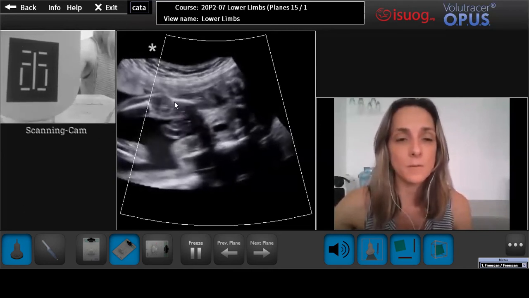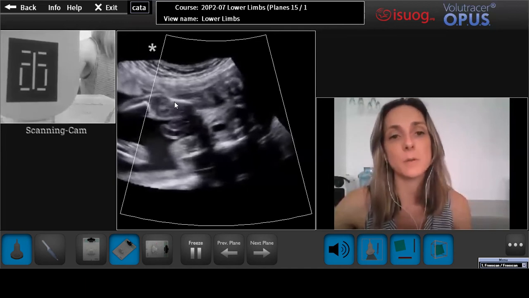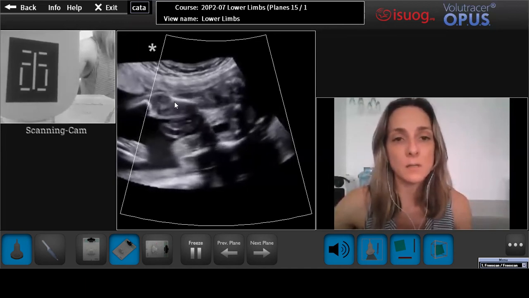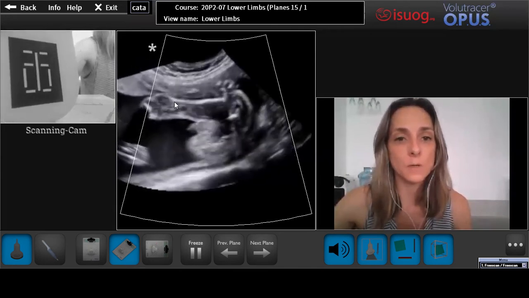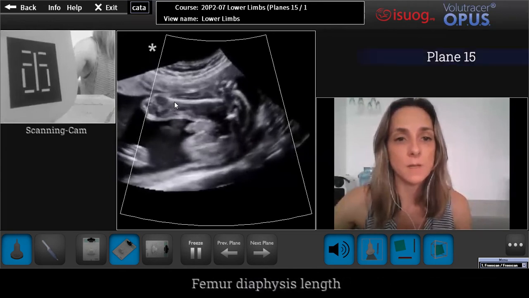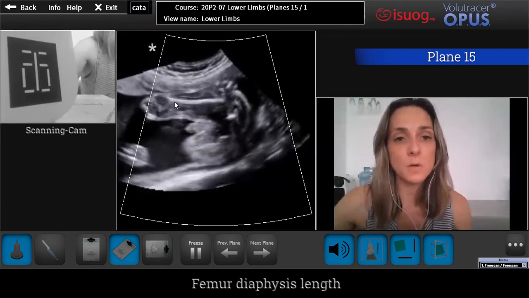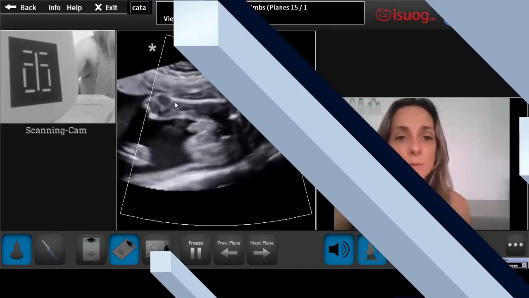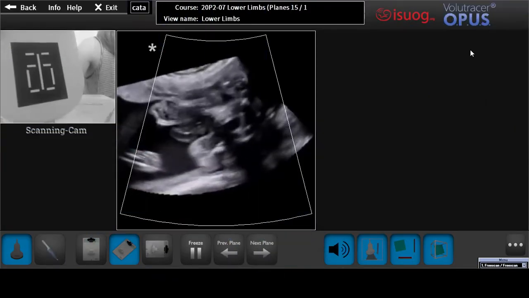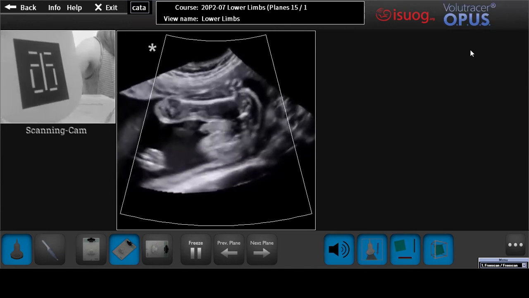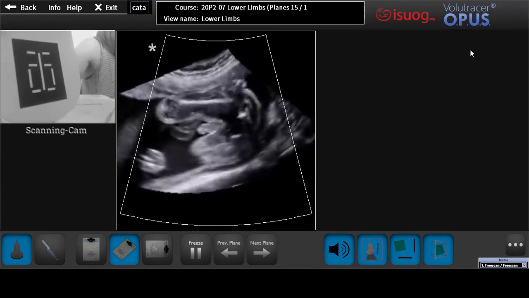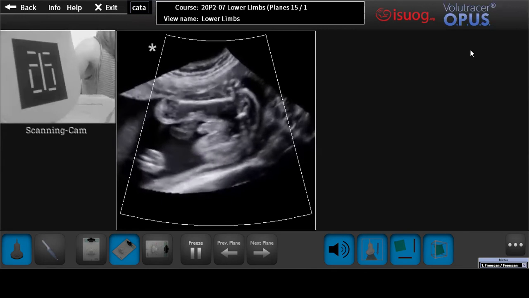So once you have found a part of the fetal femur, you start angling and sliding your probe in order to get the whole fetal femur diaphysis here. So that would be plane number 15, the fetal femur, where we're going to measure the femur later on. So to measure the fetal femur, again, we come to plane 15. We have seen already. We have a nice view of the whole diaphysis of the femur.